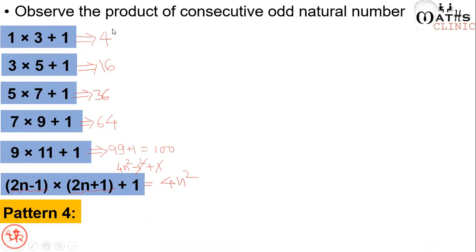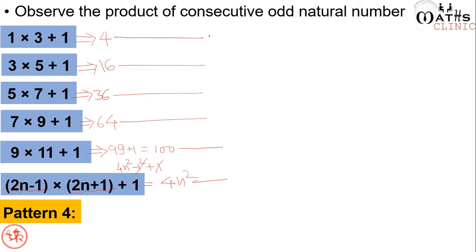Is that clear? Now look at this number. This is what? 4. This is 4, 16, 36, 64, 100 and 4n square. Okay, so look at here.